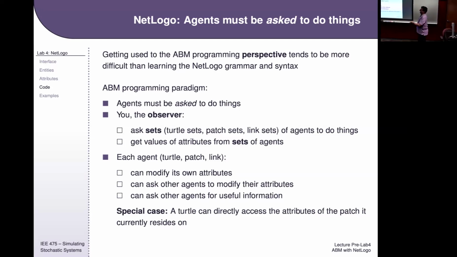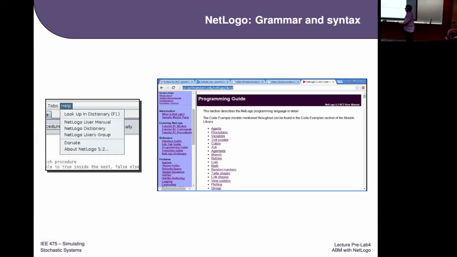So this is sort of the basics of the programming paradigm. For more help, and again, you'll have more opportunity for this in Lab 4, but this help menu in NetLogo has not only the models library, but also a dictionary, which basically allows you to look up every single command in NetLogo and get a brief description of it. There's also the user manual and the users group.